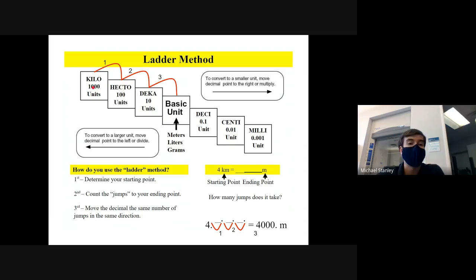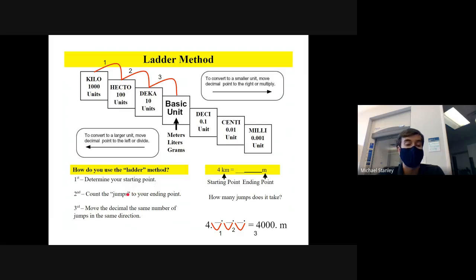So we're going from kilometers to meters. So we're going to be going to the right on the ladder, right? Kilo is over here. Meters is over here. To get from kilometers to meters, we've got to go to the right. So starting point, ending point, check.